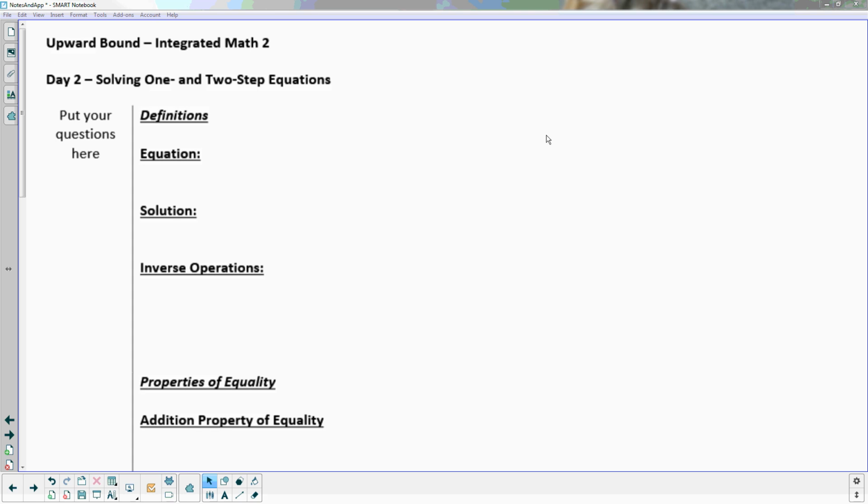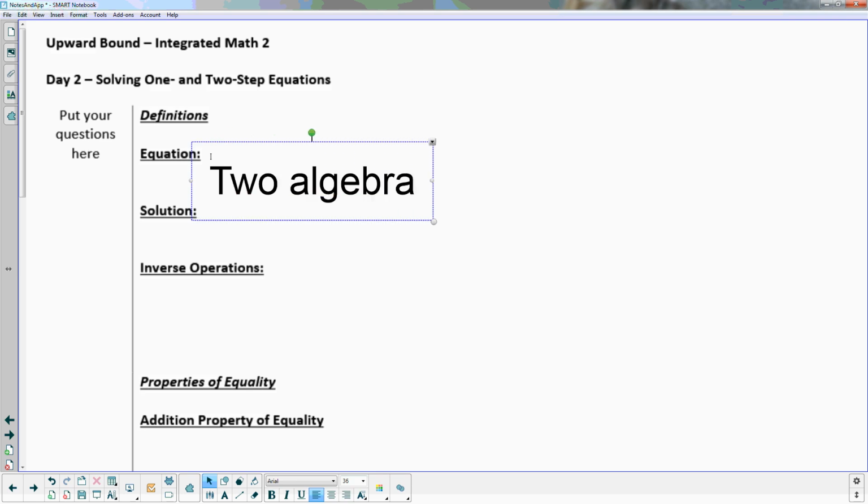Hello and welcome to the Day 2 lecture for Upward Bound Integrated Math 2. Today we're talking about 1 and 2 step equations and how to solve those. It's important to get a couple definitions here, but I don't want to make it too overwhelming.